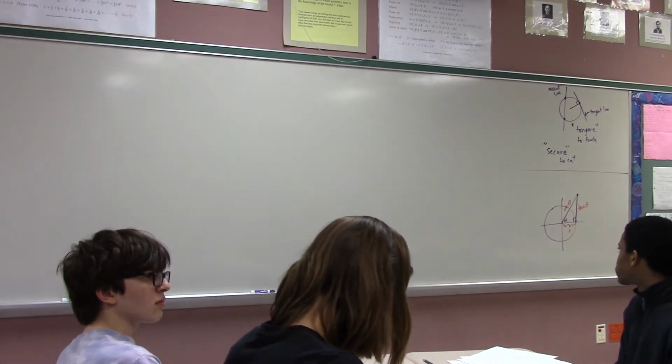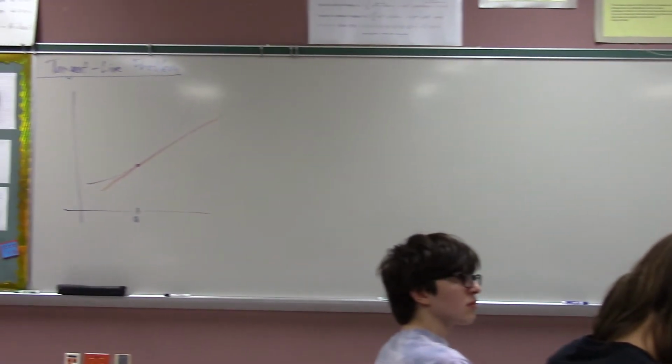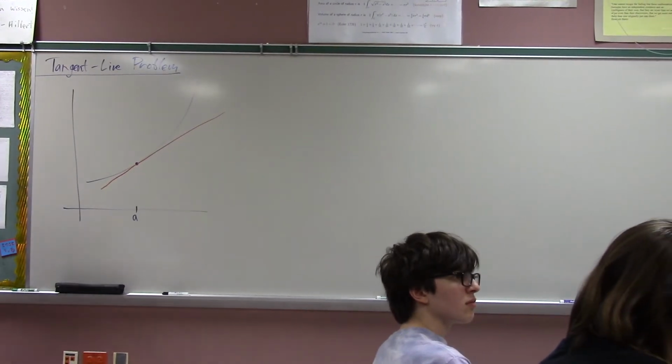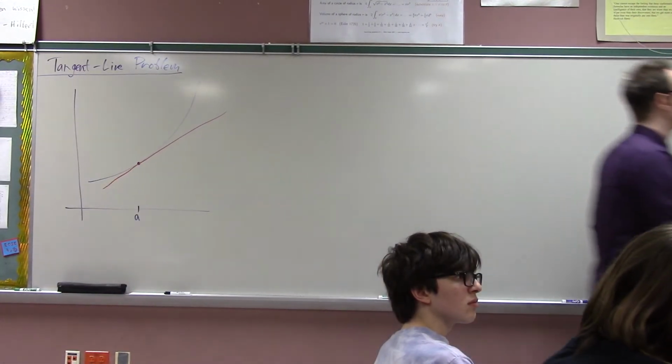Cool. So the tangent line problem says find the slope of the tangent line to the curve. All right. How do we do that actually?